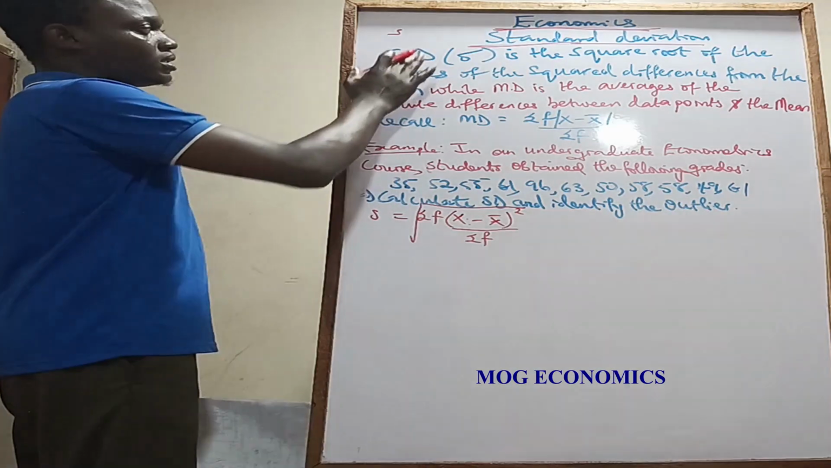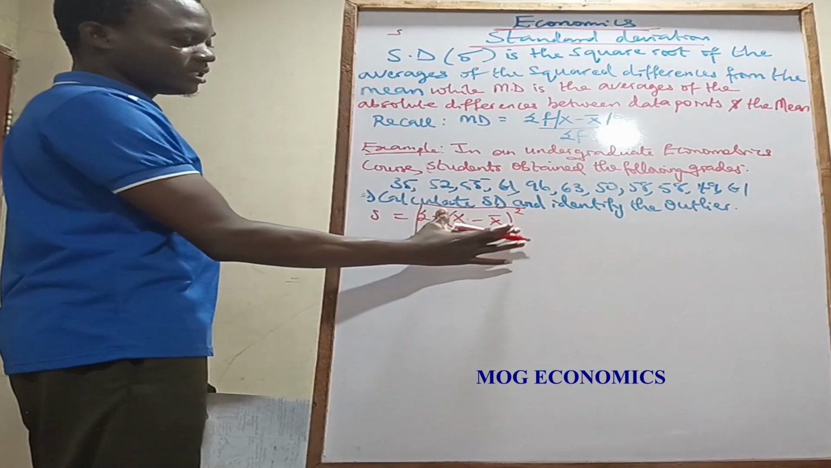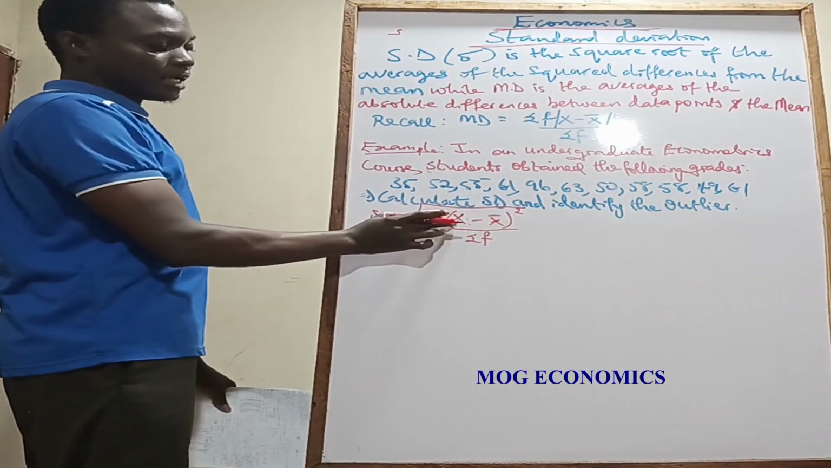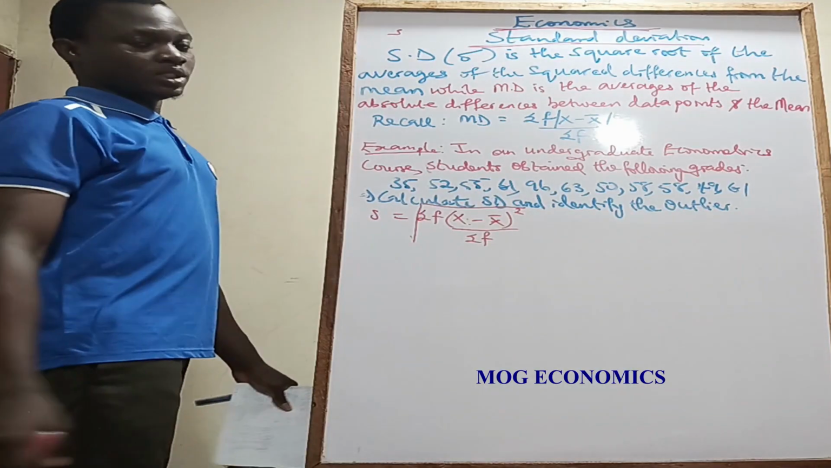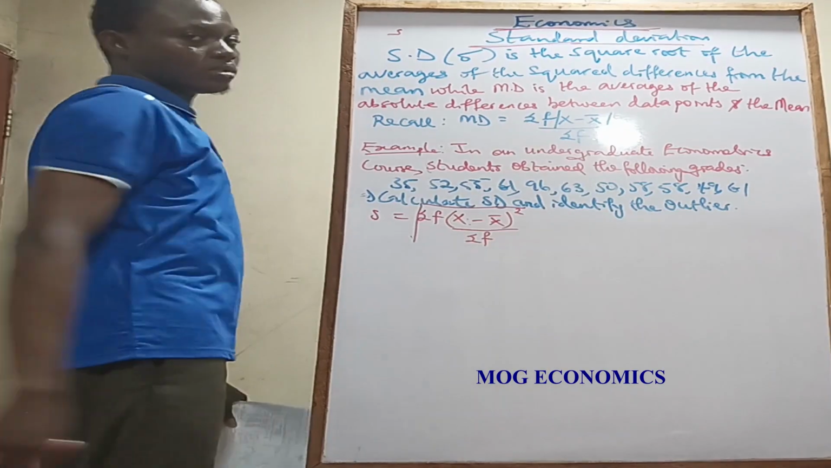So look at this again. Standard deviation is the square root of the average of the squared differences from the mean. You've got x minus bar x squared, so the squared differences from the mean, and that's that. So our mean deviation is just this particular guy.